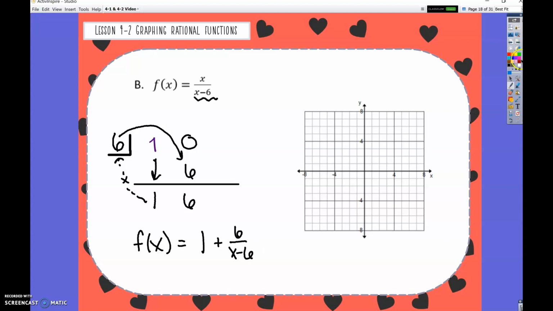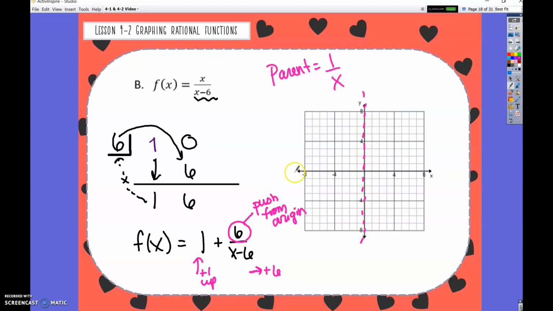Remember, the parent inverse function is 1 over x. Well, now we have a 6 over x, so that's going to push it away from the origin, just push it out a little bit instead of at 0, 0. This 1 is going to move it up 1, and this minus 6 is going to move it to the right 6. So remember how our original parent function, I'm going to draw this in pink for the parent function, had a vertical asymptote on the y-axis and the horizontal asymptote here.